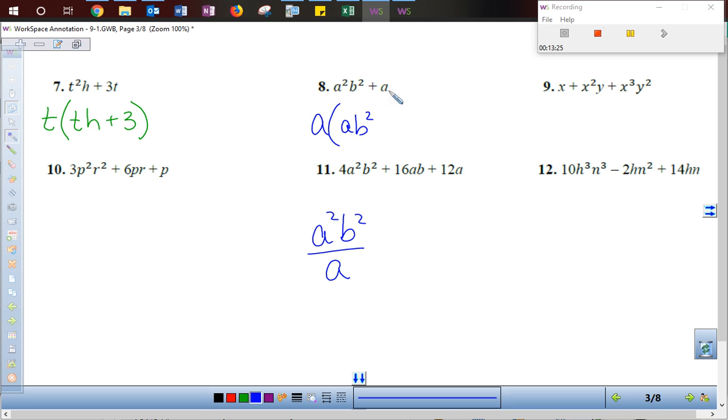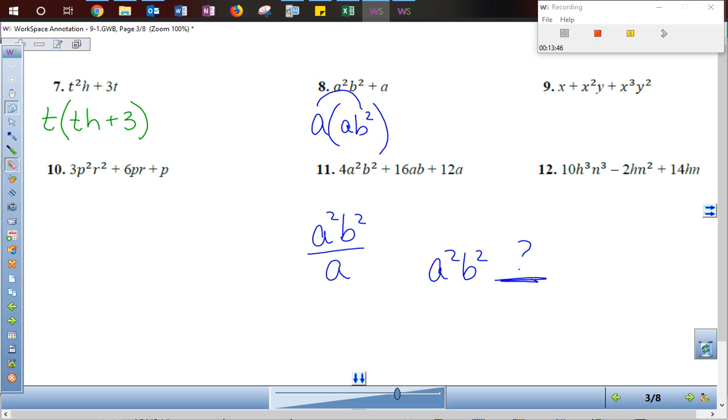Now my second term is where things can get a little tricky. Some of you might be tempted to say, well, I took out an a, so that goes away, and I'm just left with a times ab squared. But if you think about it, when you redistribute, you would get a squared b squared, but you wouldn't have anything being added on to the end, and that wouldn't get us back to what we started with. So we can't just say that a goes away.